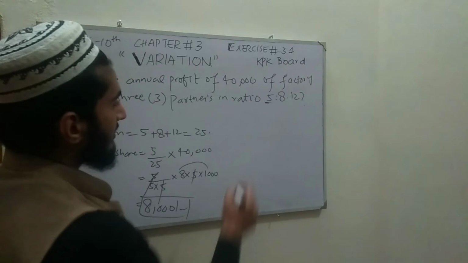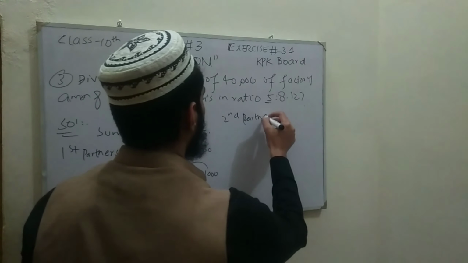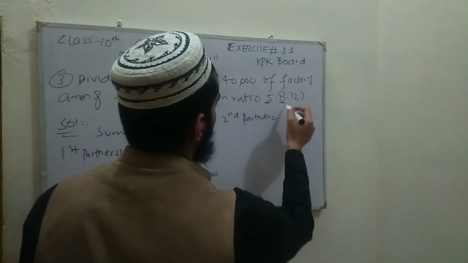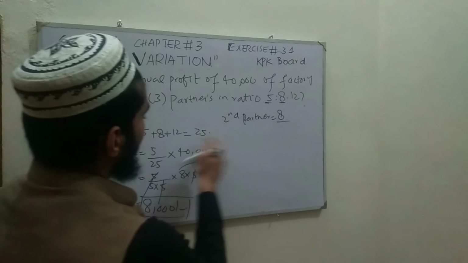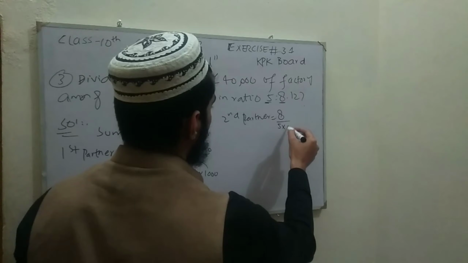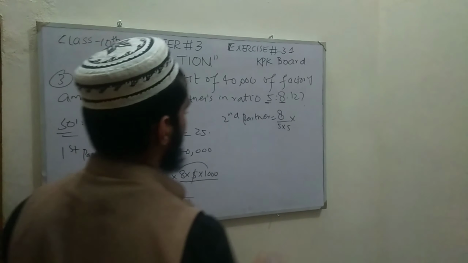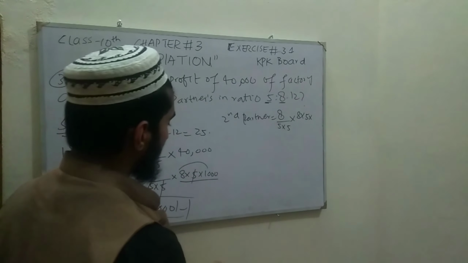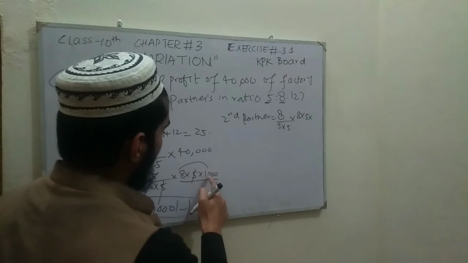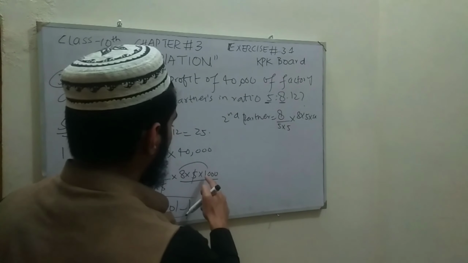Now find the share of the second partner using the same formula. Second partner ratio is 8 divided by the total sum of the ratio, 25, which can be written as 5 multiply 5, and multiply the total profit, 40,000, which can be written as 8 multiply 5 multiply 1000, and 1000 can be written as 5 multiply by 200.